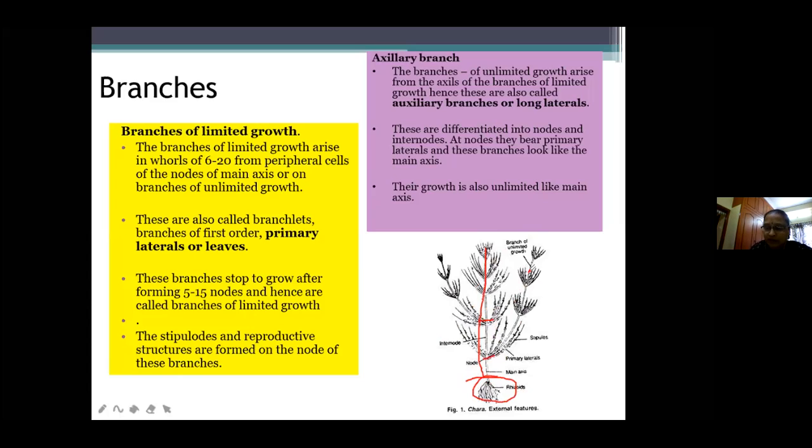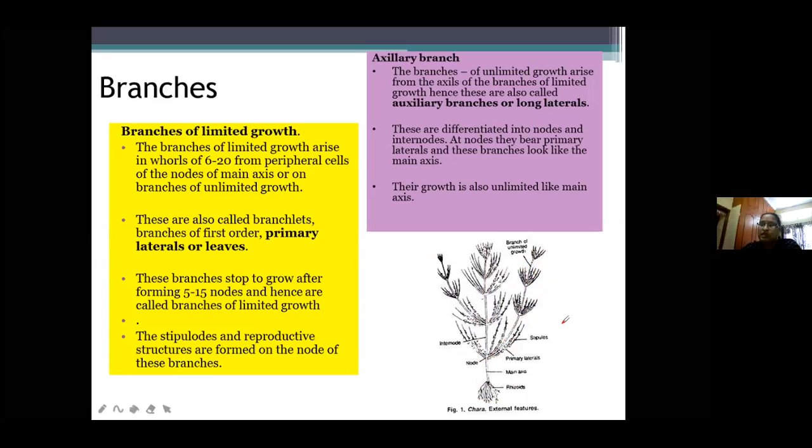See here girls, two branches are there. Observe very clearly. This branch is called the branch of unlimited growth. This branch where the leaf-like structure, the primary laterals, are there is called limited growth. Don't confuse, girls. The main axis with this branch is the unlimited growth. Where these leaf-like or stipule-like structures are there, that part is the limited growth. Did you understand this point? Which one is the unlimited and which one is the limited growth branch?